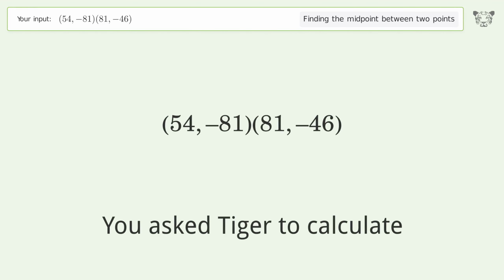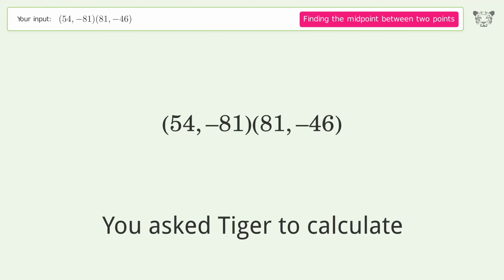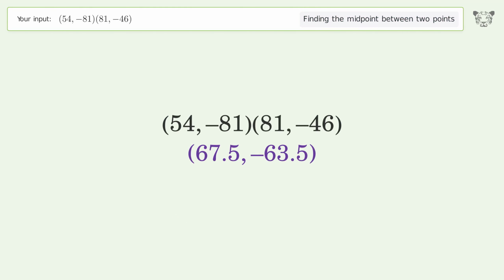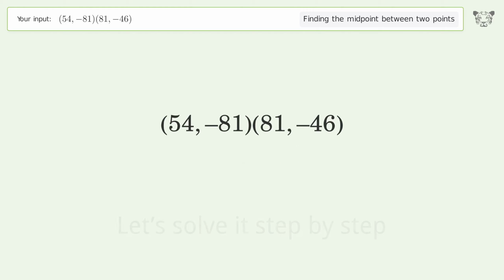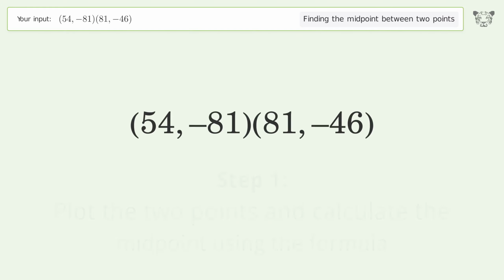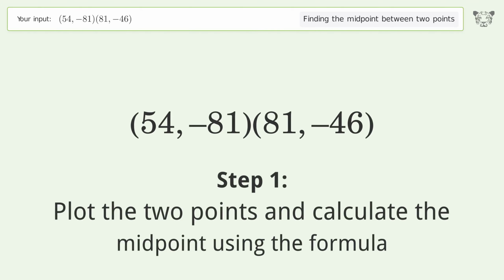You ask Tiger to calculate. This deals with finding the midpoint between 2 points. The midpoint between the 2 points is 67.5, negative 63.5. Let's solve it step by step. Plot the 2 points and calculate the midpoint using the formula.